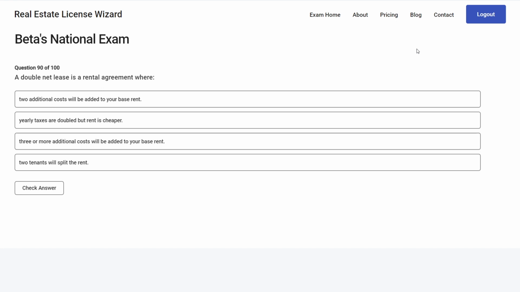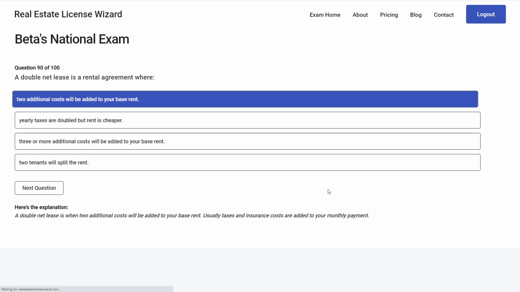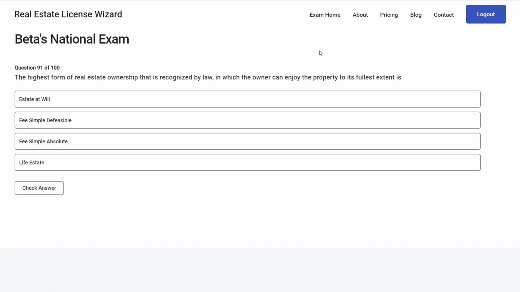Alrighty, did you guys figure it out? The correct answer for this one is two additional costs will be added to your base rent. Simple as that. A double net lease is when two additional costs will be added to your base rent. Usually these are taxes and insurance costs. All right, next question. 91.